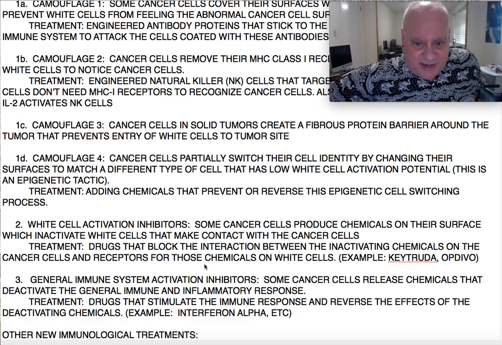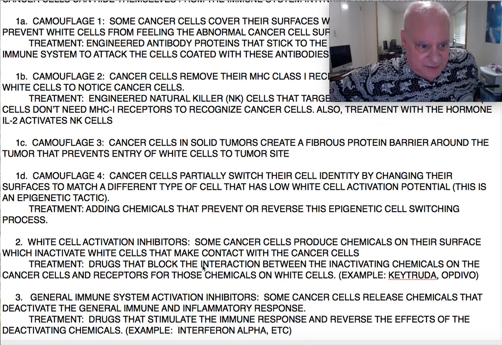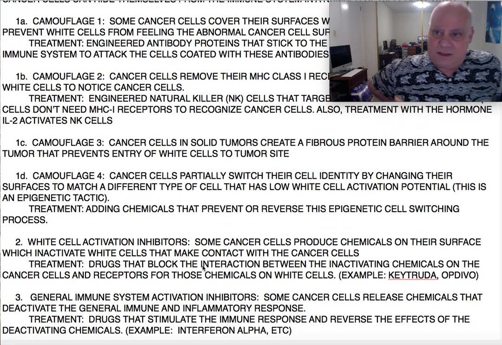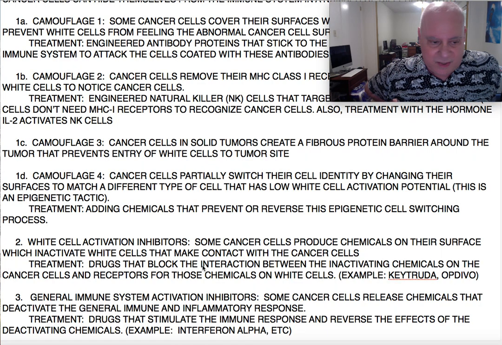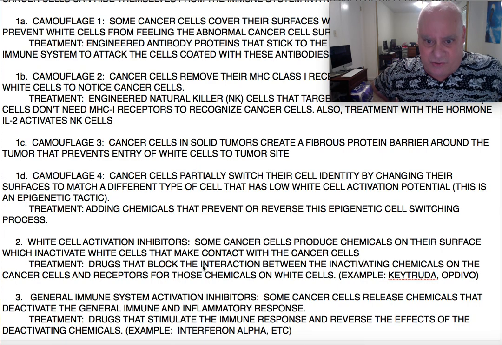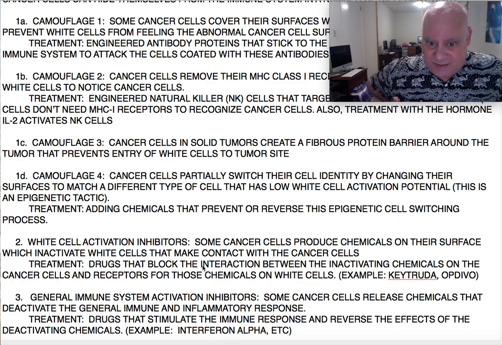Now, there's other ways of activating the immune system against cells that have learned to protect themselves against the immune system. So, for example, one way that cancer cells can defend themselves is some cancer cells produce chemicals on their surface that actually deactivate white cells that touch them. So when the white cells roll over their surface, they roll on top of these deactivation chemicals that just shut the white cell down. So it can't attack because it's been shut down. It's like cutting the power to the white cells.